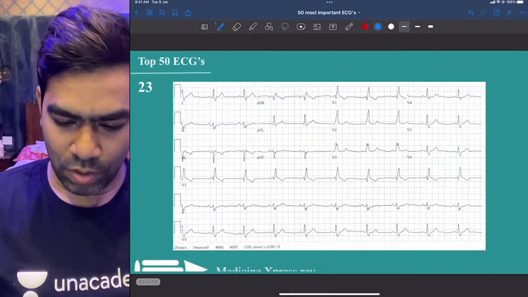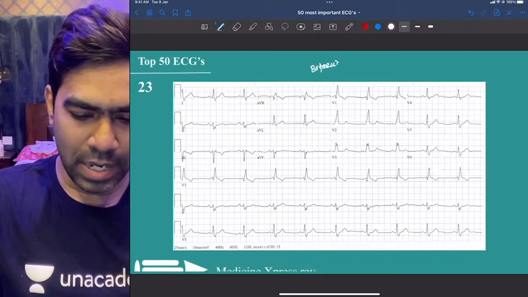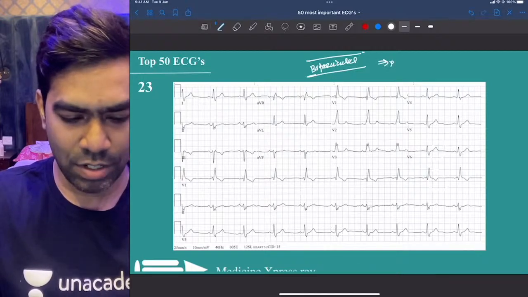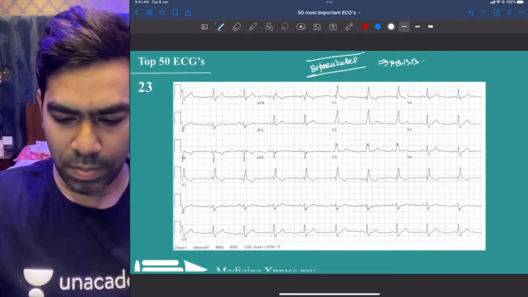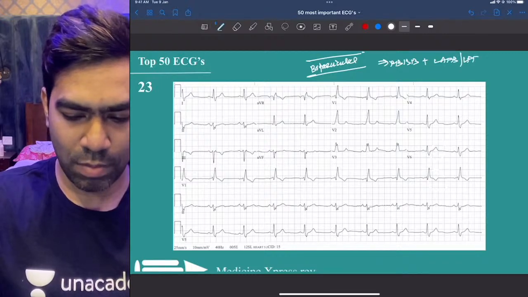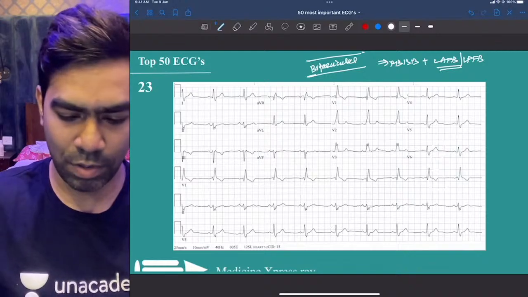And coming to this one, this is an example of a bifascicular block. This is an EKG that is an example of a bifascicular block. So what is a bifascicular block? If you have a right bundle branch block, and along with it you have a left anterior fascicular block or left posterior fascicular block, but most often it will be an anterior fascicular block. In that situation, you're going to call it a bifascicular block.